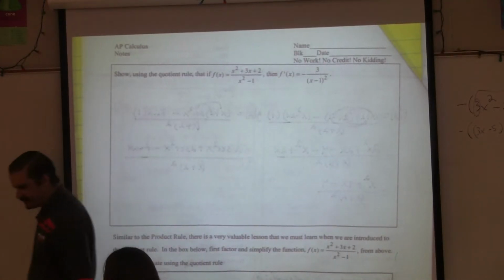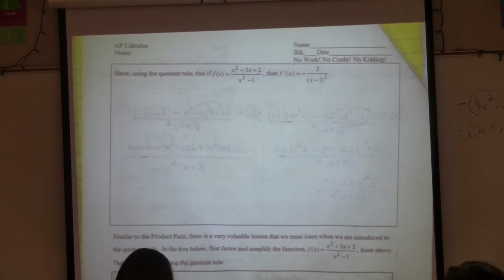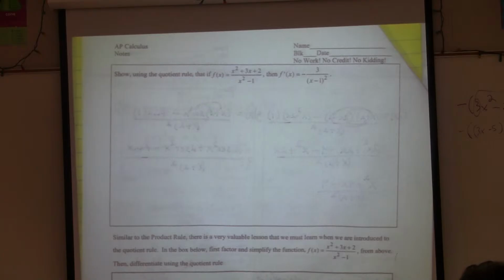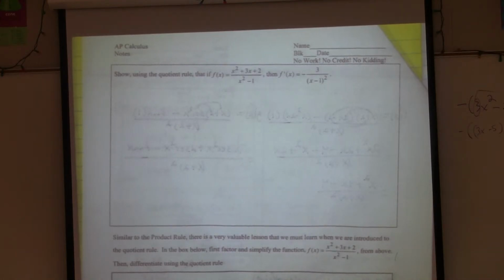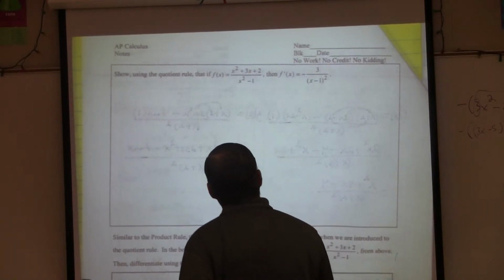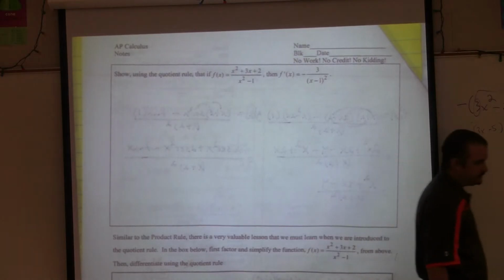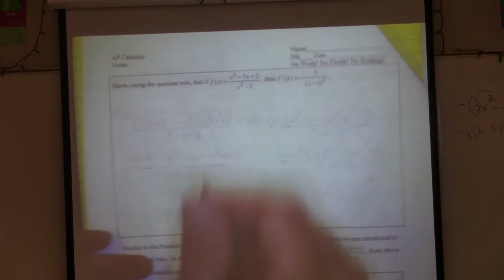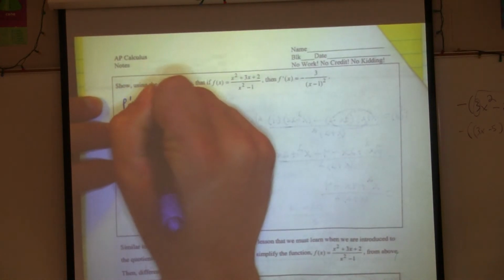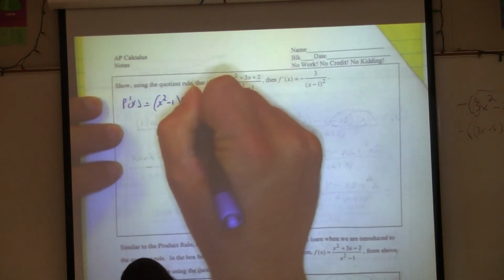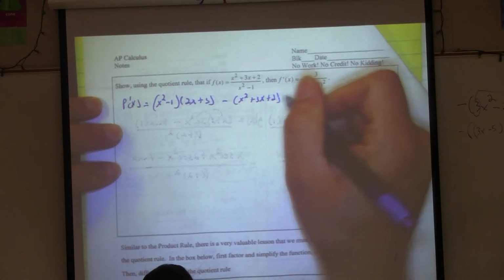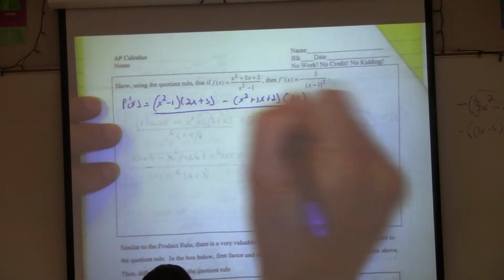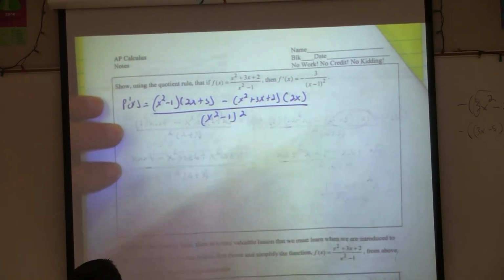Low. What do we write? X squared minus 1. X squared minus 1. D high. 2x plus 3. Minus. X squared plus 3x plus 2. D low. Over. Good job. So my derivative is going to be x squared minus 1 times 2x plus 3 minus x squared plus 3x plus 2 times 2x, right? All over x squared minus 1 squared.